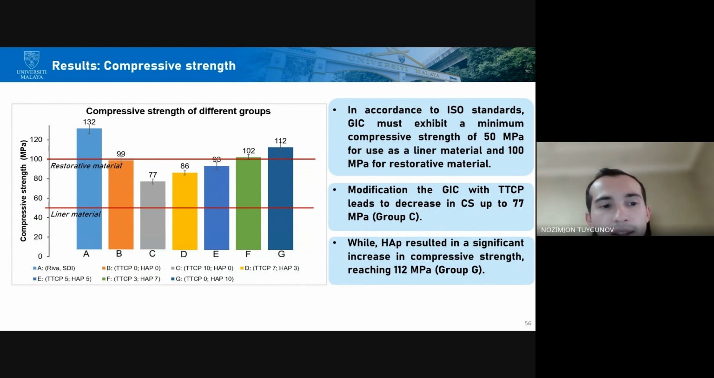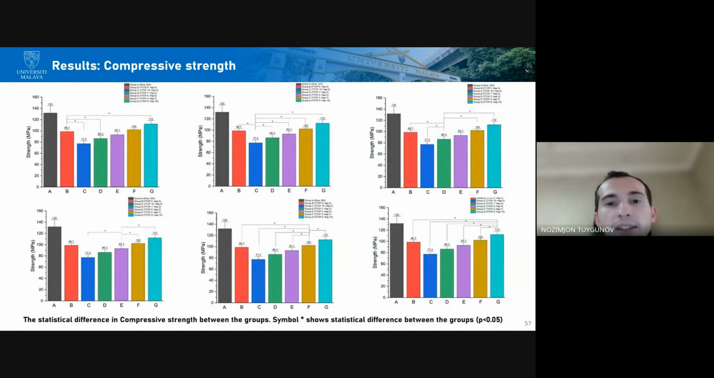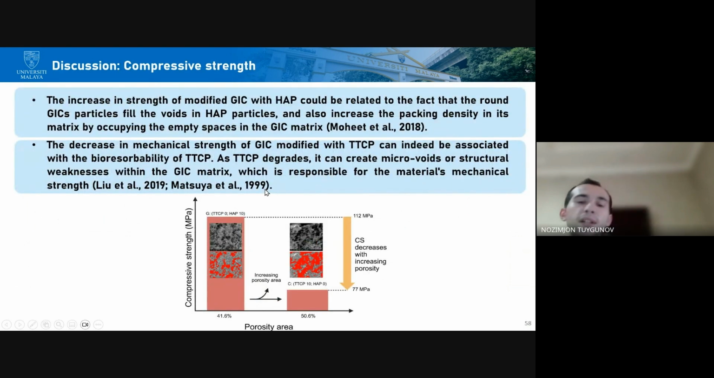So based on the ISO standard, in order to be used as a restorative material, the compressive strength should be higher than 100 MPa. However, in order to be used as a liner, the compressive strength should be no less than 50 MPa. So as you can see from the graph, all materials can be utilized as a liner. However, only groups F, G, and B can be utilized as a restorative material. Here we can see the statistical difference between different groups in the compressive strength analysis.